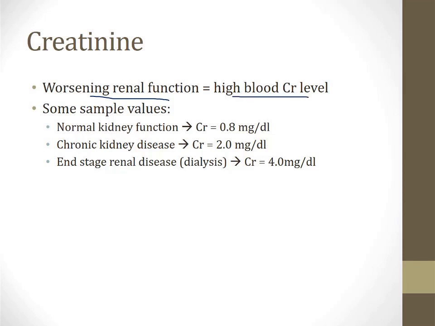And I've written some sample values here on the screen. So patients with normal kidney function usually have a creatinine that is less than about 1.0 or 1.1. For example, 0.8 would be a normal value. Patients with chronic kidney disease can have a higher creatinine like 2.0. These patients have sick kidneys, but their kidneys are still functioning and they haven't progressed to the point where they have end-stage renal disease. Patients with end-stage renal disease who require dialysis can have very high creatinines, as high as 4 and sometimes even 5 or 6.